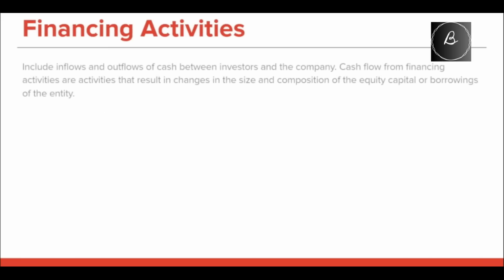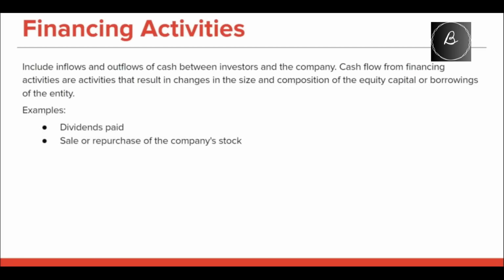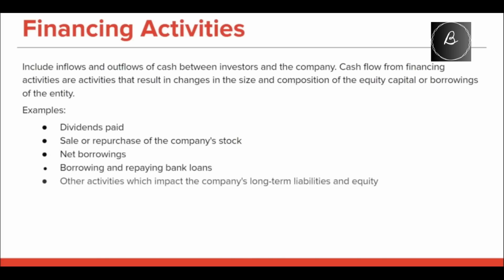Financing activities. Now, these include the inflows and the outflows of the cash between the investors and the company. Cash flow from financing activities are activities that result in changes in the size and the composition of the equity capital or the borrowings of the entity. Examples include dividends paid, sale or repurchase of a company's stock, net borrowings, borrowing and repaying bank loans, and other activities which could impact the company's long-term liabilities and equity.